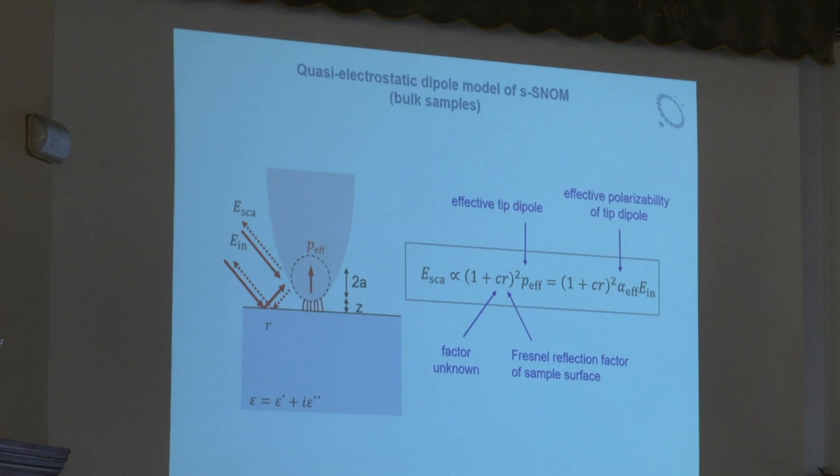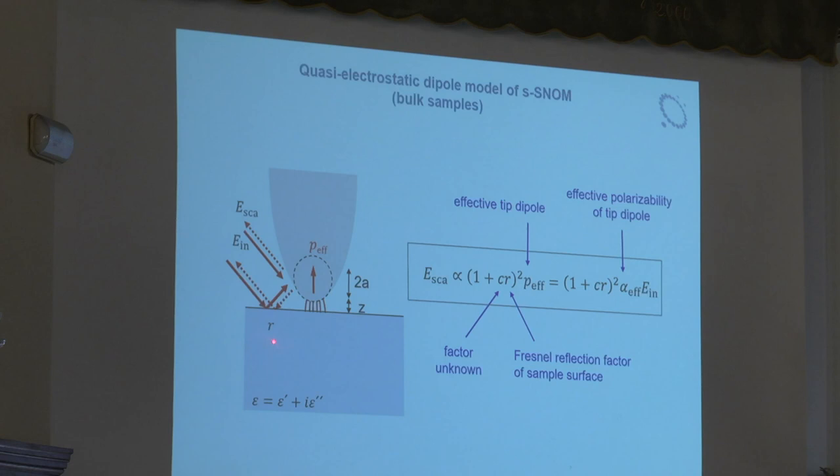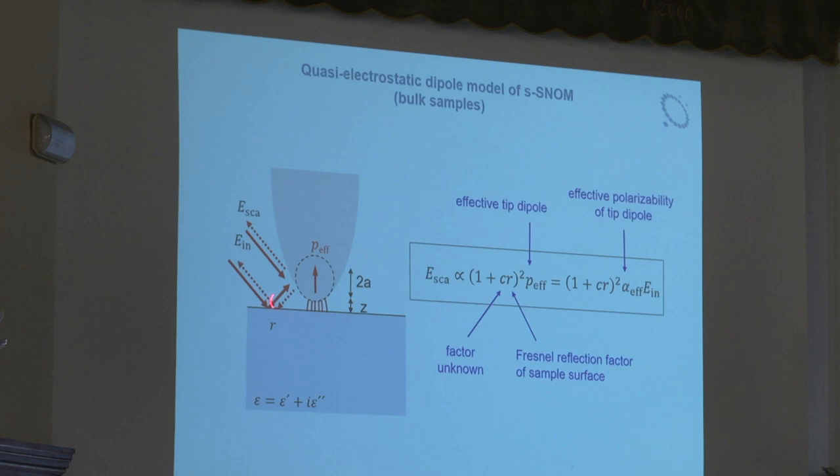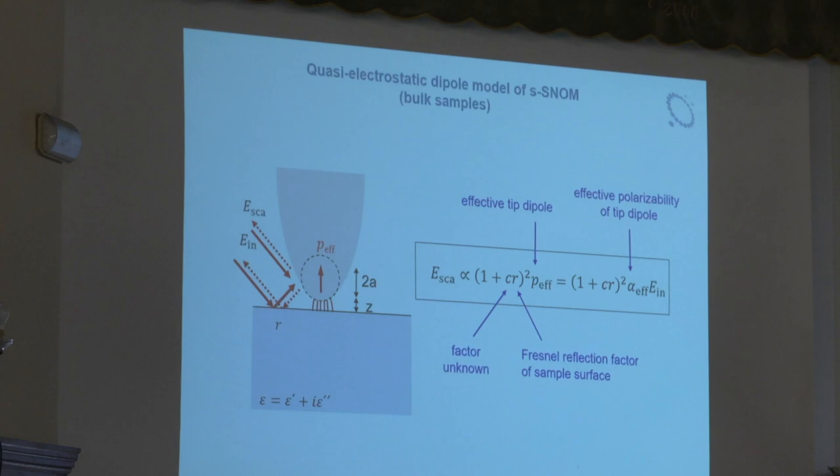Simply putting a point dipole above a surface is already not correct, because this is a sphere, and if you bring the sphere very close, you have higher order multipoles. I had many fights and discussions, for example, with Mark Stockman on this when I started, because he was always saying, first of all, you have an antenna, and then you have higher order multipoles. Yes, true. So this is not a correct model. Of course not. But it's so intuitive, and it describes everything that I have ever seen in SNOM qualitatively, but not quantitatively. And the same is true for this picture.